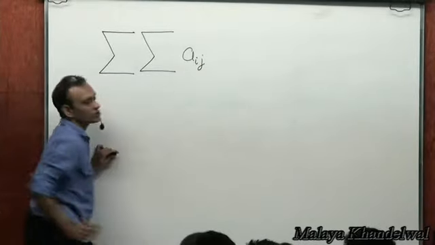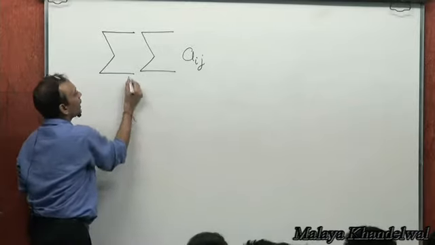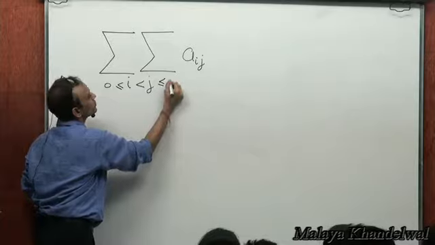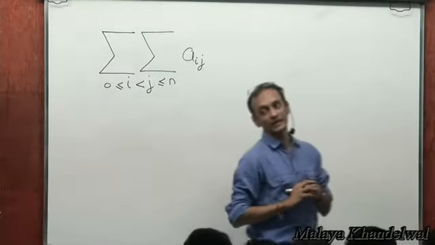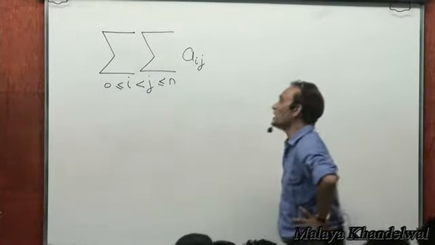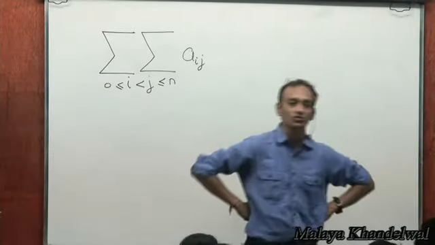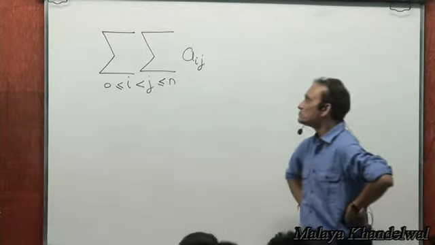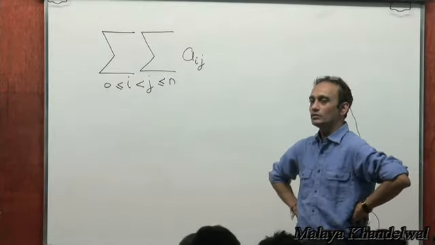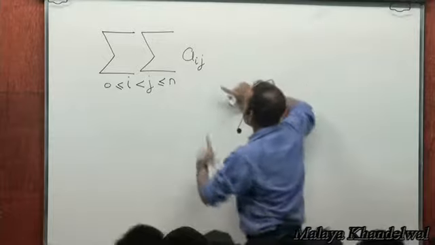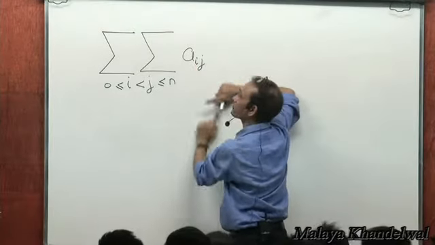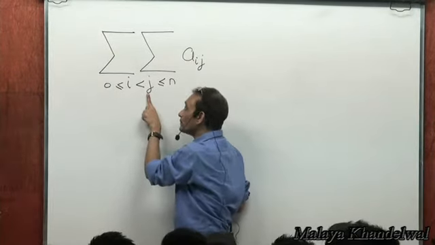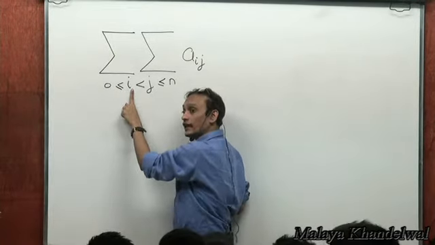Double summation Aij, where i is greater than or equal to 0, j greater than i, and j less than or equal to n. Let me teach you how to deal with something like this. Let's examine this. Now, the way to look at it is, there are two running variables here, i and j. i can start all the way from 0. Its pair j at any given instant would be larger than i, right?